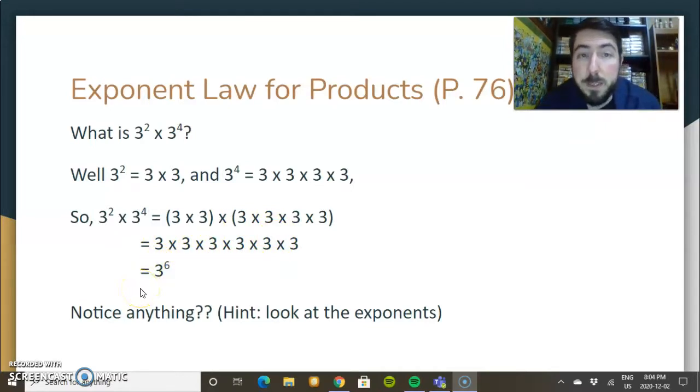So some of you might notice a pattern or some kind of coincidence, some of you might not. But just as a hint, take a look at the exponents. So we have a 2 and a 4, and in the end we have a 6.